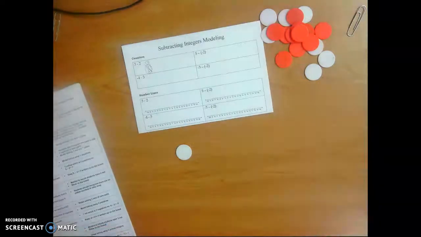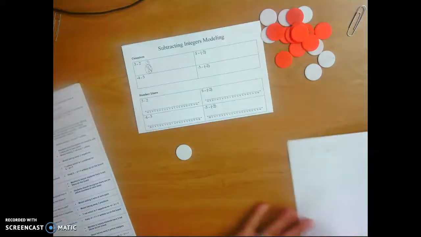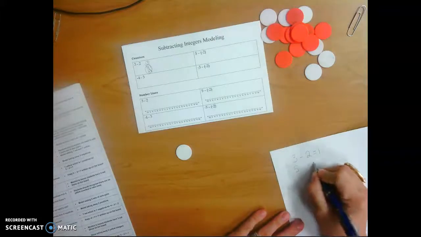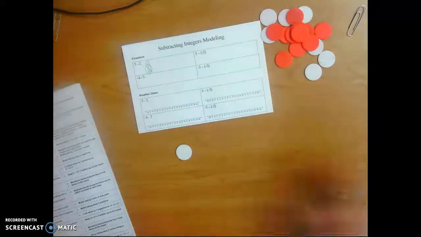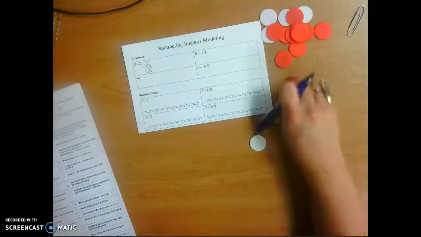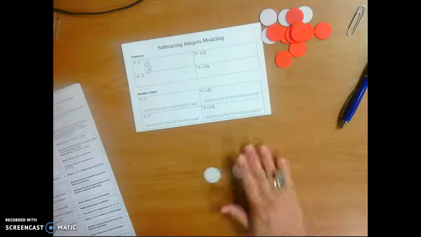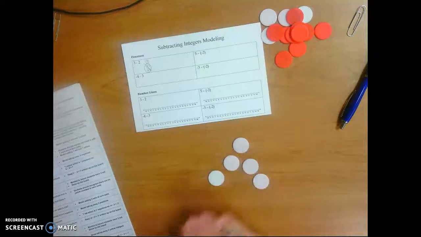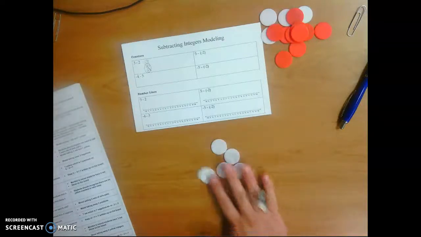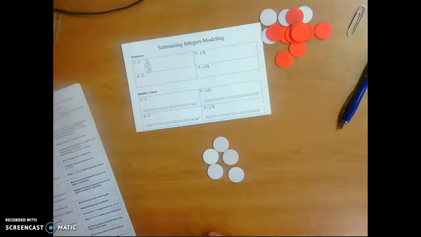All right. So our next problem we're going to do is 5 minus a negative 2. So what you're going to do in front of you is model 5 positives. Now to subtract, we want to take away 2 negatives from 5 positives. Is it possible to take away 2 reds from these 5 yellows or 5 whites? Okay. It is impossible. So let's think about using 0 pairs.